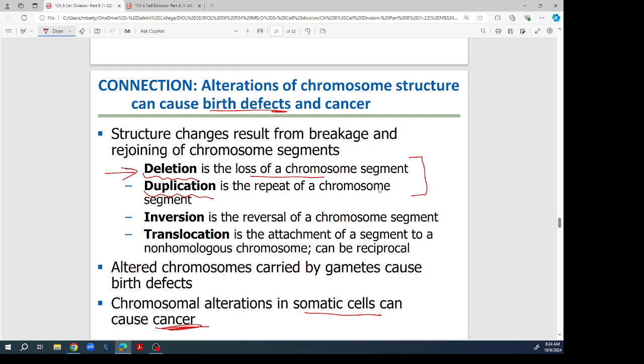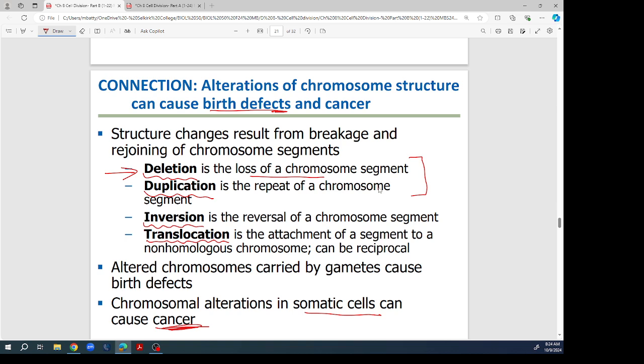I'd be missing information. Or the one chromosome could walk away with my forearm upside down. So it's a reversal of a chromosome segment, and that's going to read the information differently. It's going to change the recipe. It's going to change the coding and the genetic information. You could also have a forearm attached to somebody's knee or somebody's foot. So it's in a different location on the non-homologous chromosome.